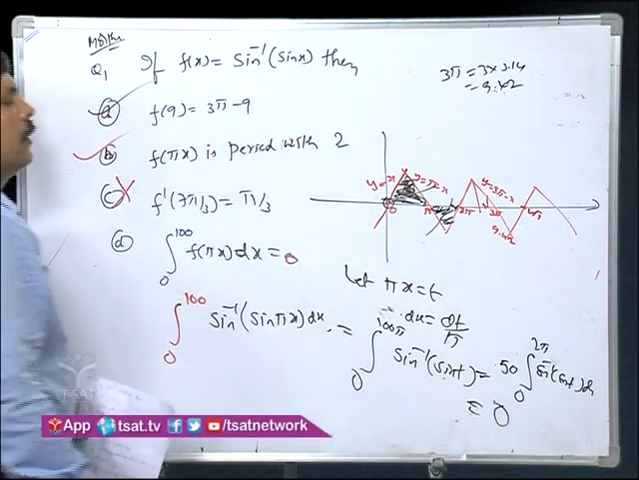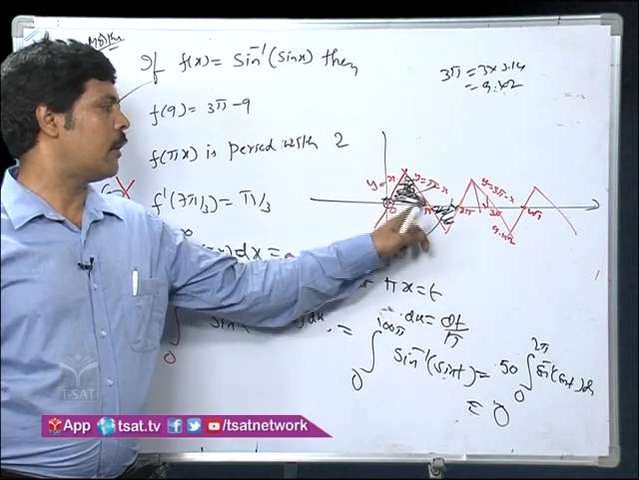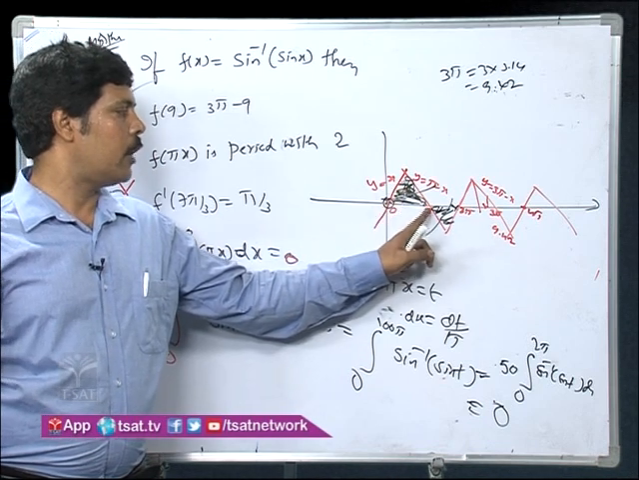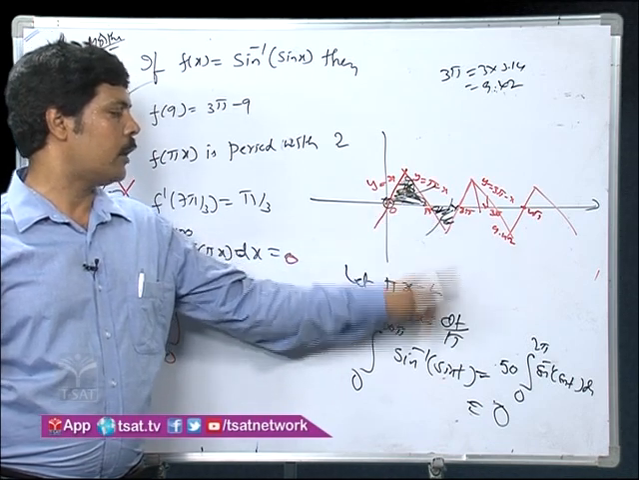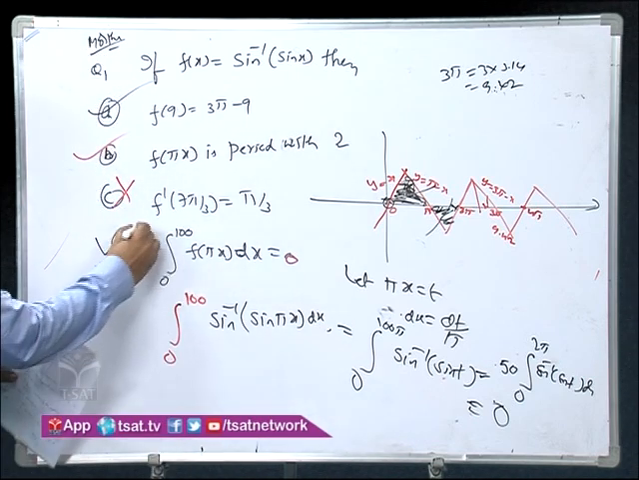Not area, this is the value of the integral. From 0 to pi it is positive, the same value from pi to 2 pi is negative, both are cancelled. The answer is 0, therefore the last option is correct.